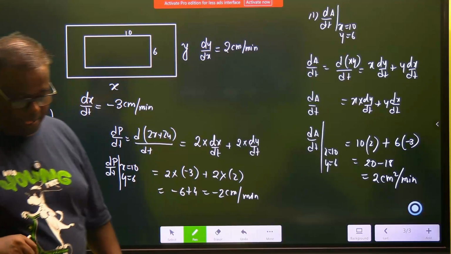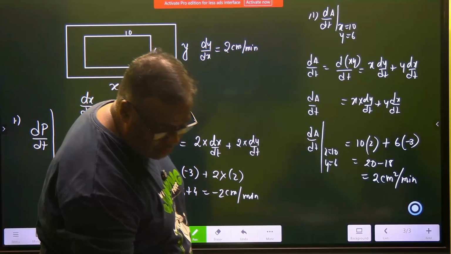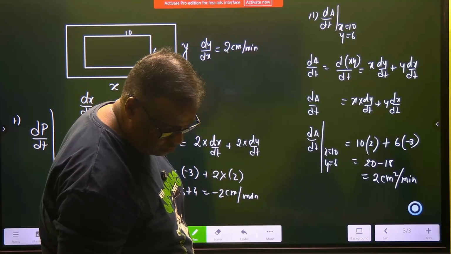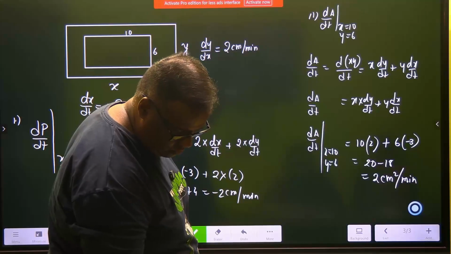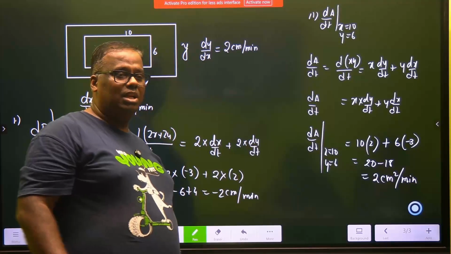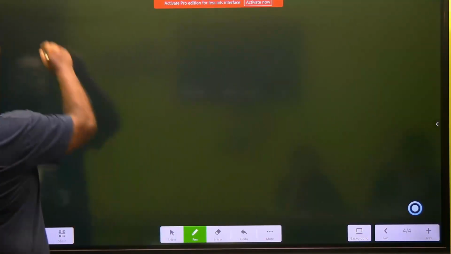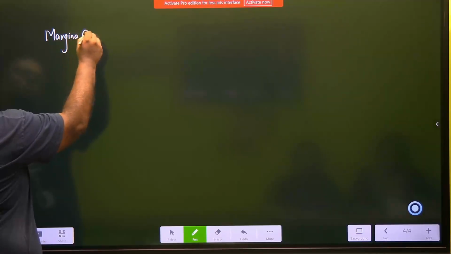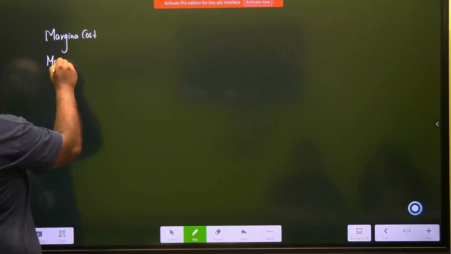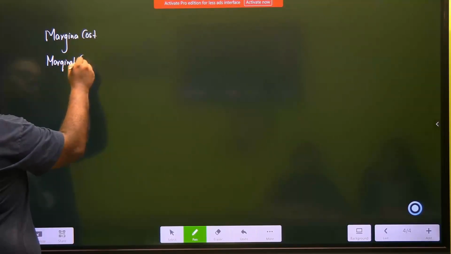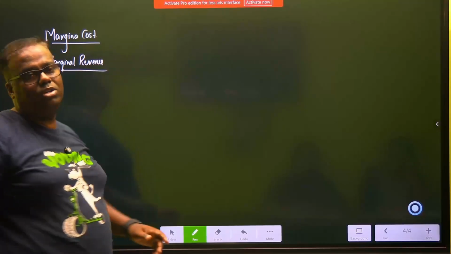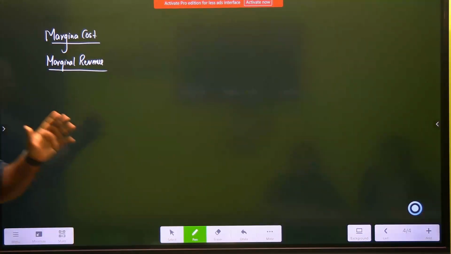Next. Again, put your mobile away and be honest. The total cost C of x. Here, let me tell you, this is something of economics, okay? You will hear about 2 terms here called marginal cost and marginal revenue. Now just gulp it. Marginal cost is always the derivative. What does marginal cost mean?